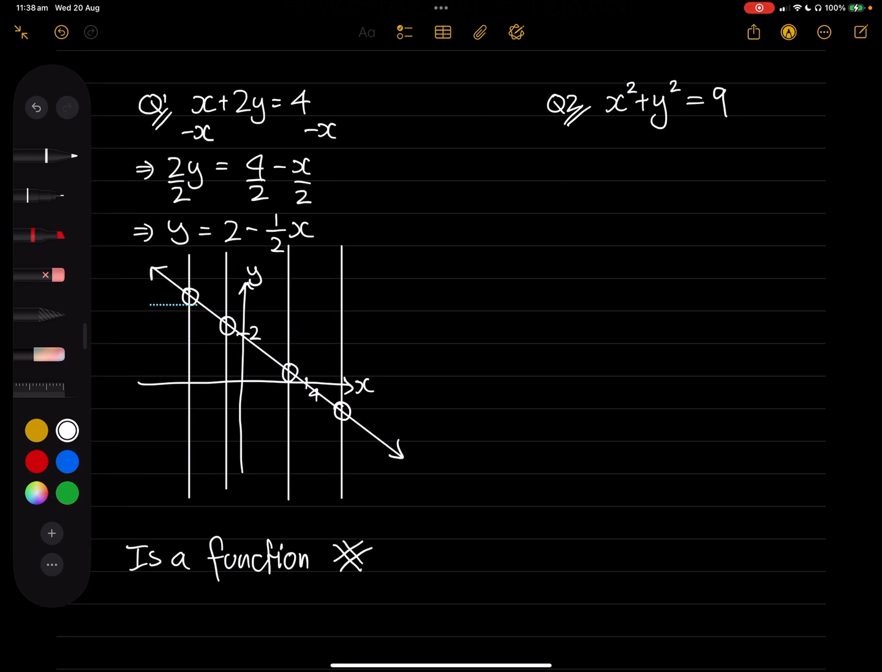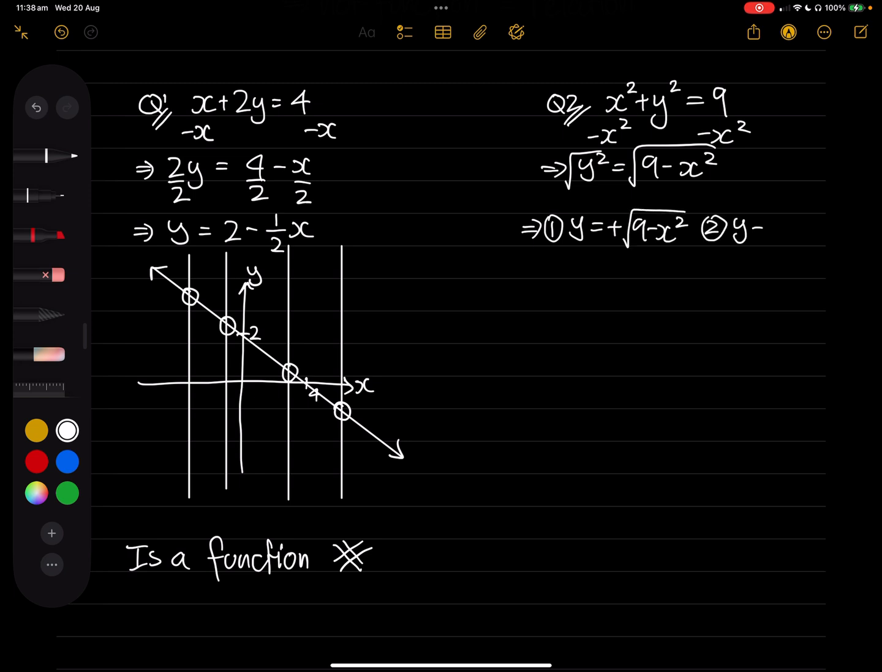So question 2, this thing is a little bit more complicated. We could rearrange it for y equals. So minus x squared from both sides. This would give us y squared is equal to 9 minus x squared. Take the square root of both sides. This will give us 2 equations. y equals the positive square root of 9 minus x squared. And the second one is y equals the negative square root of 9 minus x squared.